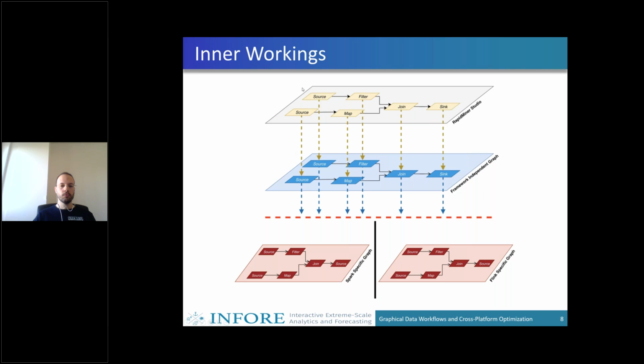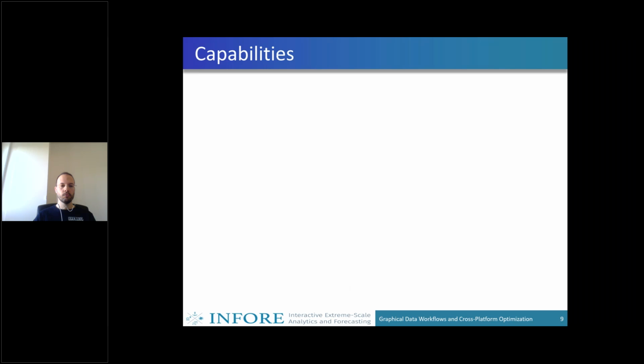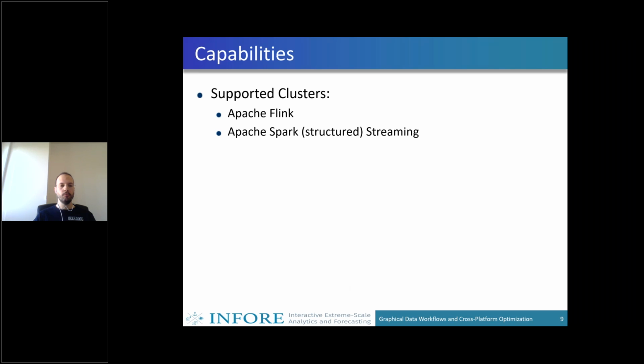Behind, the visual representation is translated into a framework-independent graph that is a general description of this workflow. From that independent graph, it is then specifically translated into the specific graph for the different clusters, for example Spark or Flink. And what we have achieved so far is that we are supporting Apache Flink and Apache Structured Streaming.